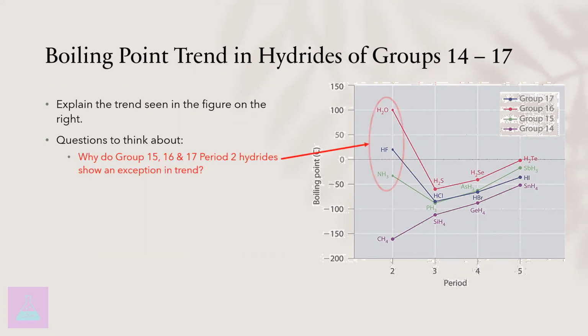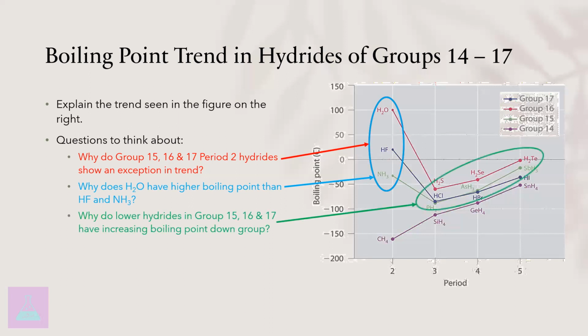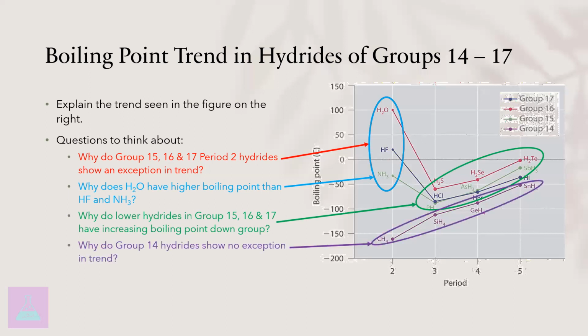The first one being, why do the group 15, 16, and 17 period 2 hydrides show an exception in the trend of boiling points? The second question is, why does water have a higher boiling point than hydrogen fluoride and ammonia? The third question is, why do lower hydrides in groups 15, 16, and 17 have an increasing boiling point down the group? And lastly, why do the group 14 hydrides show no exception in the trend?